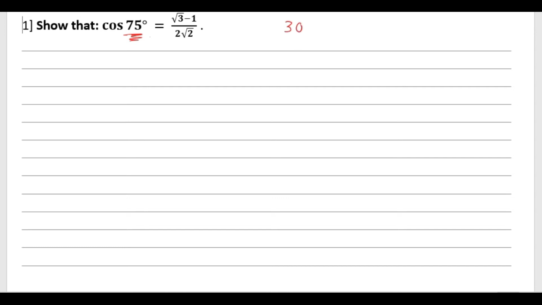Special angles are 30, 60, 45 and 90. We have to write this number as a sum or difference between any of these two numbers. As we can see, 75 equals 30 plus 45. So on this side we'll replace 75 by 30 plus 45. Here we get the form of cosine of the sum of two angles, so we have to use the rule of the sum of two angles in the cosine function to expand this expression.